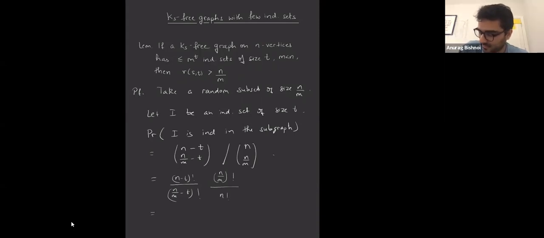And this is equal to, if I'm not wrong, n over m multiplied by n over m minus 1 ... minus t plus 1. Right? I hope it's correct. I think it is. Divided by n times n minus 1 ... n minus t plus 1.